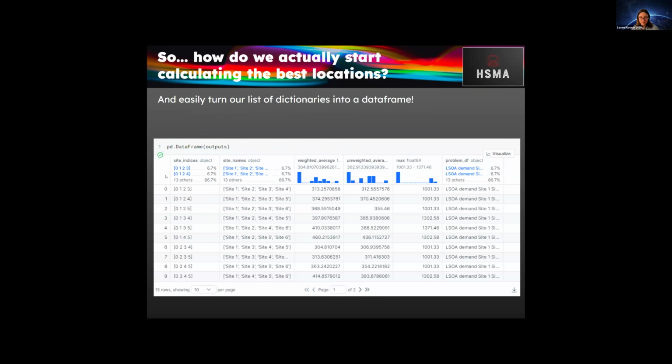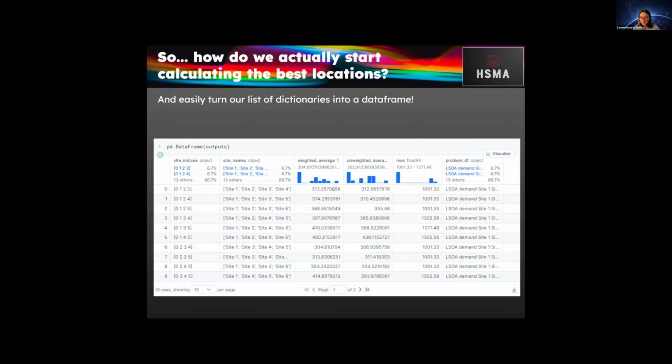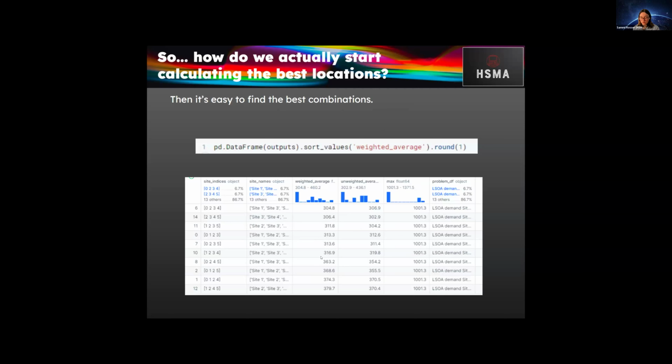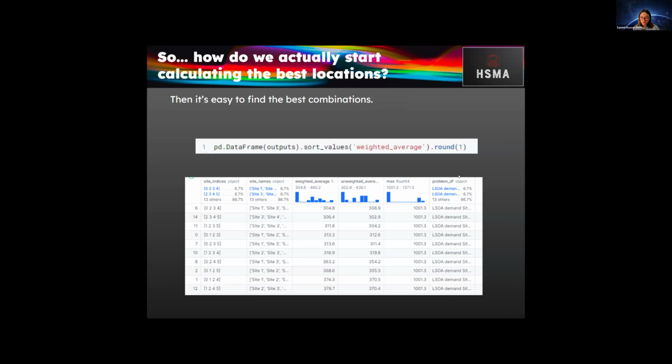So now we have a data frame that goes through and has all of the site indices, all of the possible indices, what these site names actually are, and then starts to give us things like the weighted average for each of these solutions, the unweighted average, and so on. And then it's really easy to find the best combinations. We can just sort our data frame by whether we're interested in the weighted average, the unweighted average, the maximum travel time. We sort the values, and we can also do something to pretty it up a bit. We can round all of the numeric columns to one decimal place. So you can see that's a little bit nicer to work with than the previous example where we had all of these decimal places. All we need to do is say, please round this data frame.